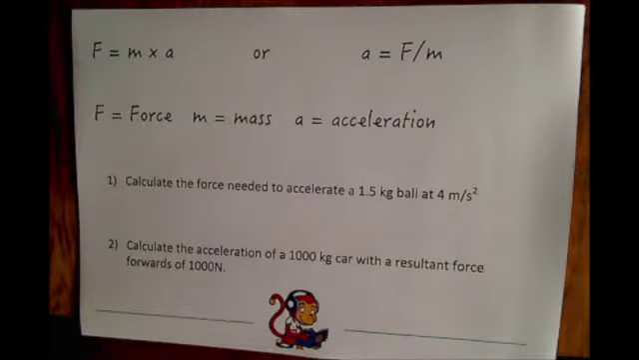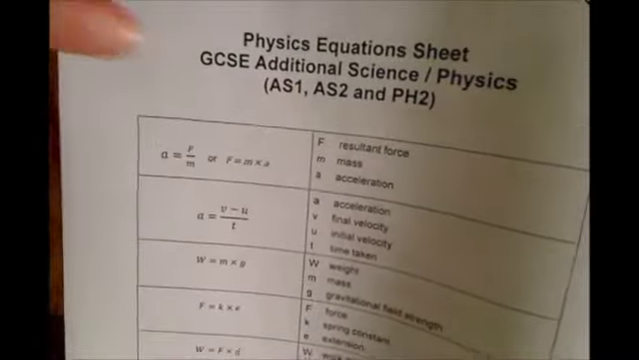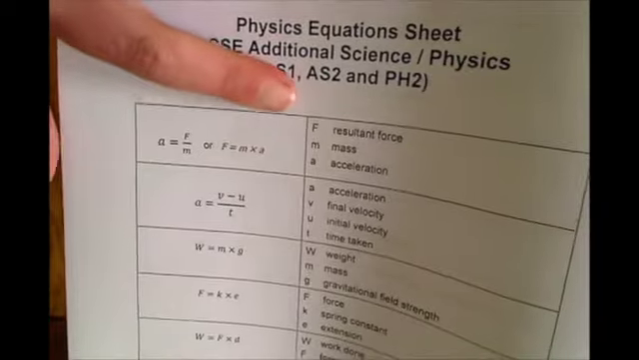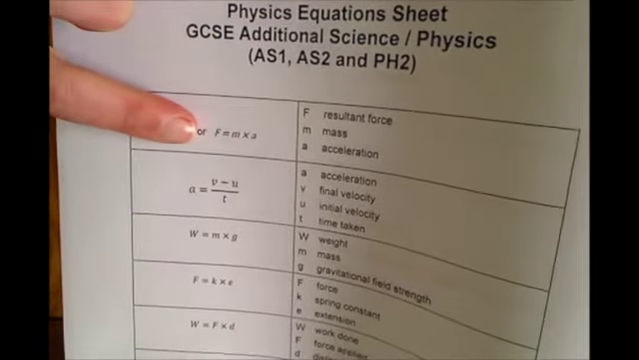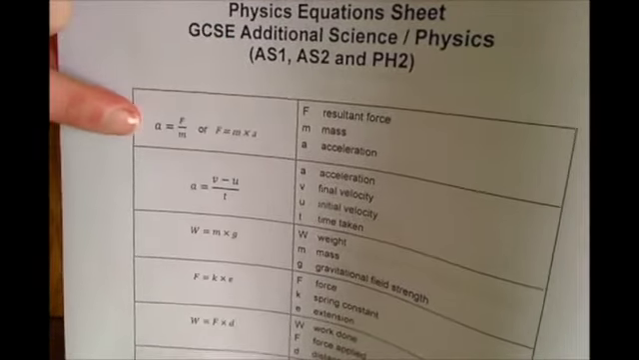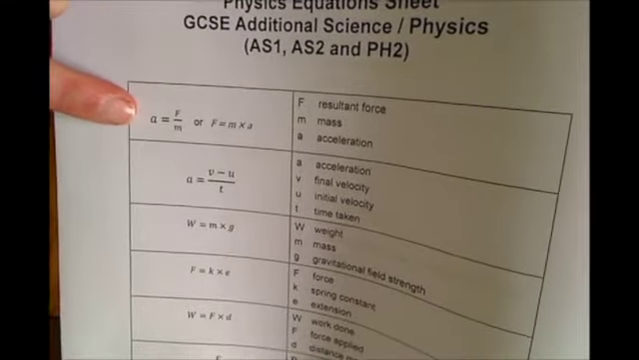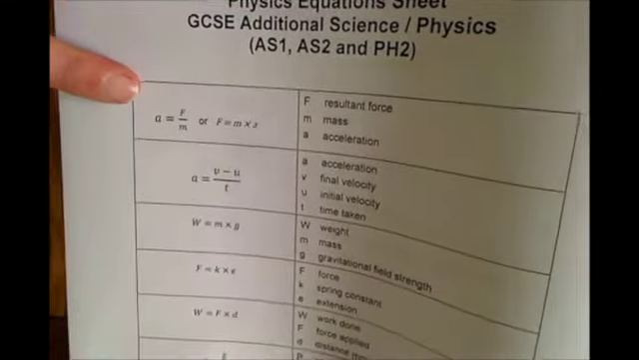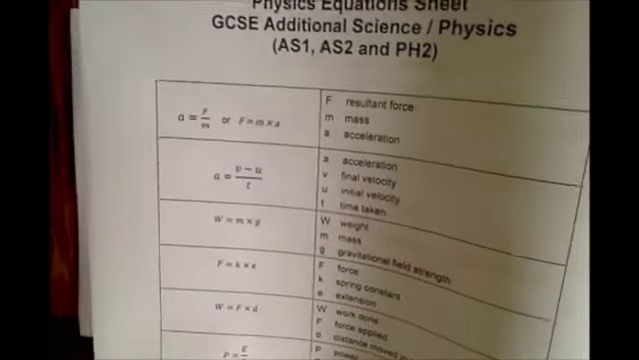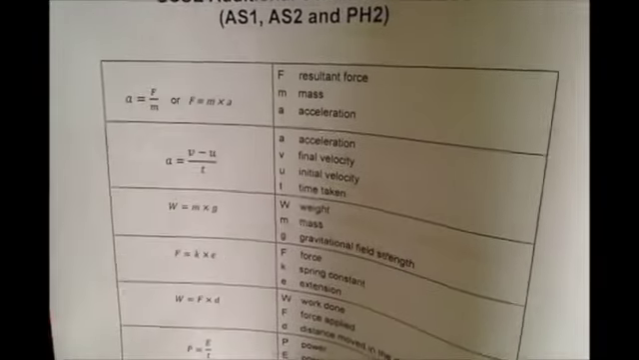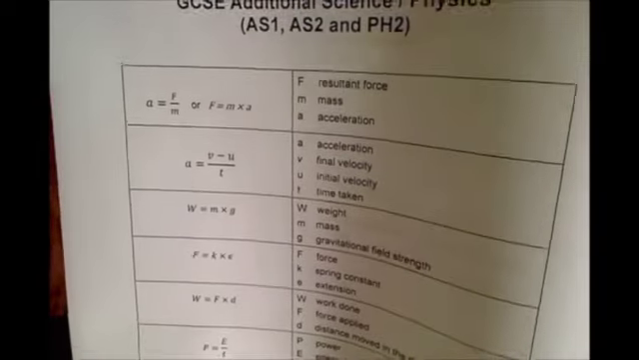Hello and welcome to this video about using the equation F equals ma, which is force equals mass times acceleration. Now on your data sheet that you'll get in your exam, you'll get this equation in two formats. You'll get it in the F equals m times a format and also the a equals F divided by m format. So you're really lucky in that they've already rearranged that equation for you to make it a equals or F equals.